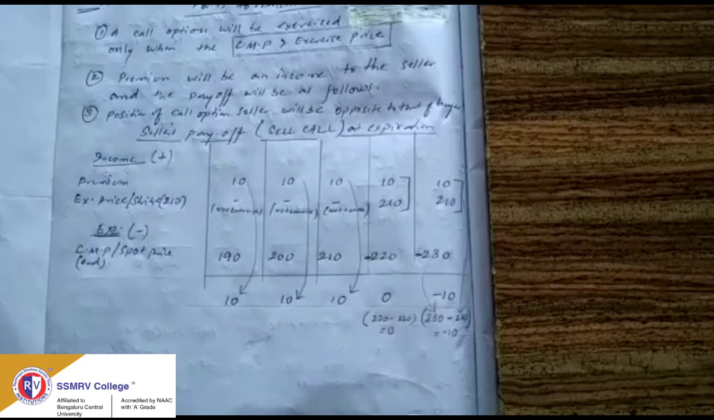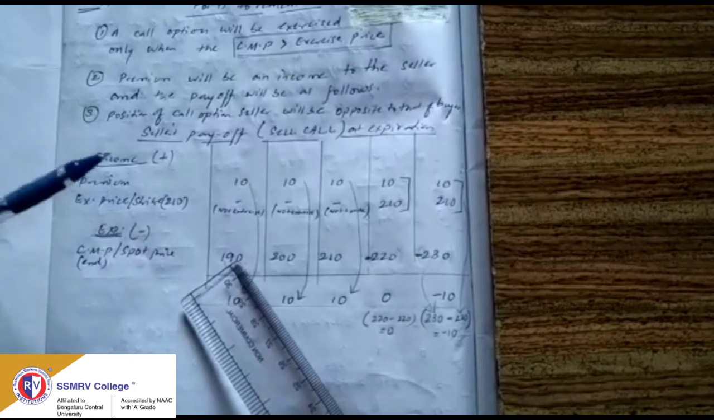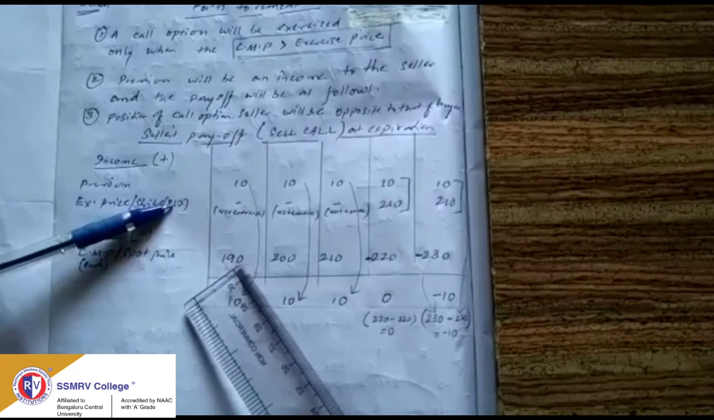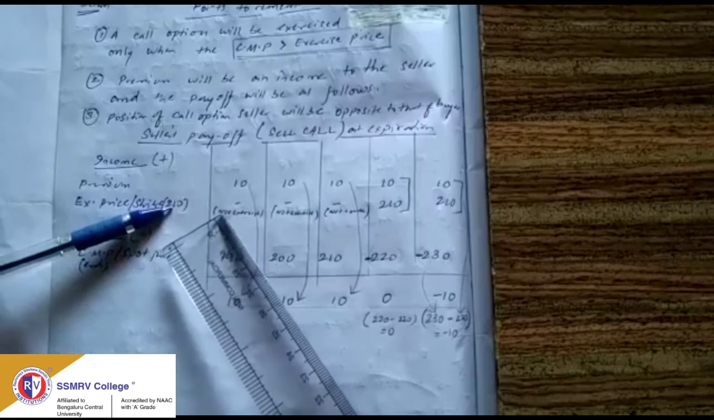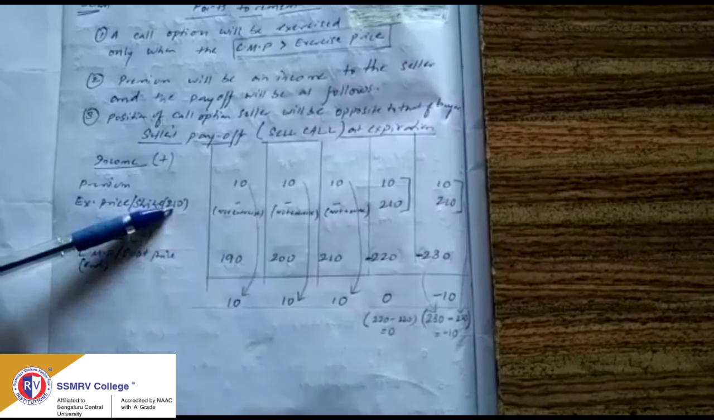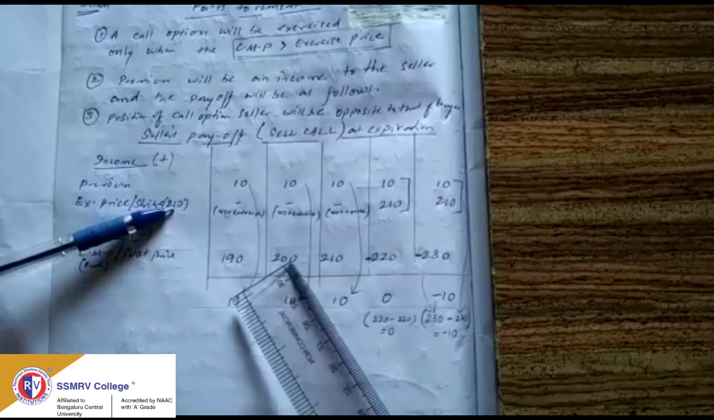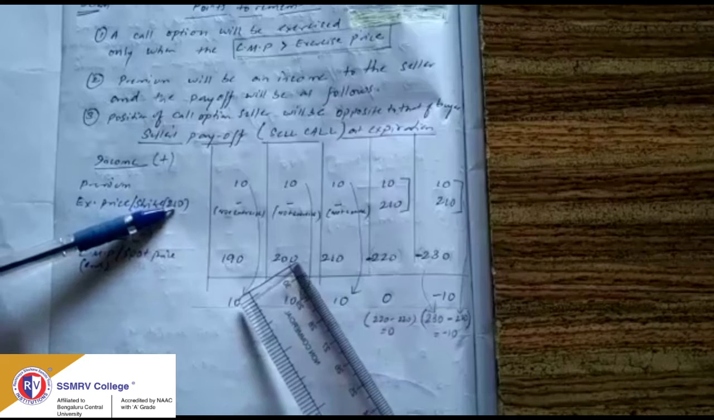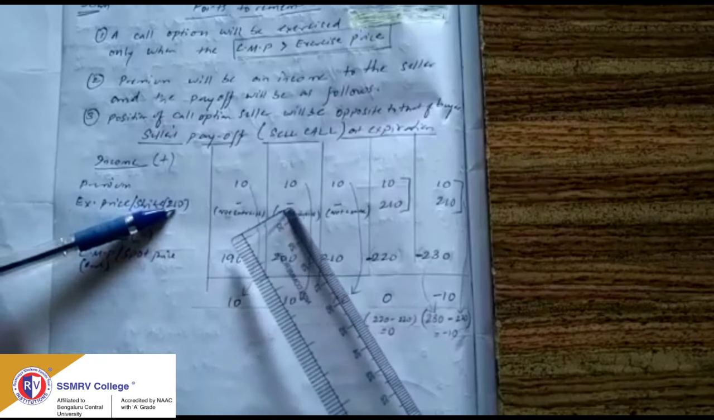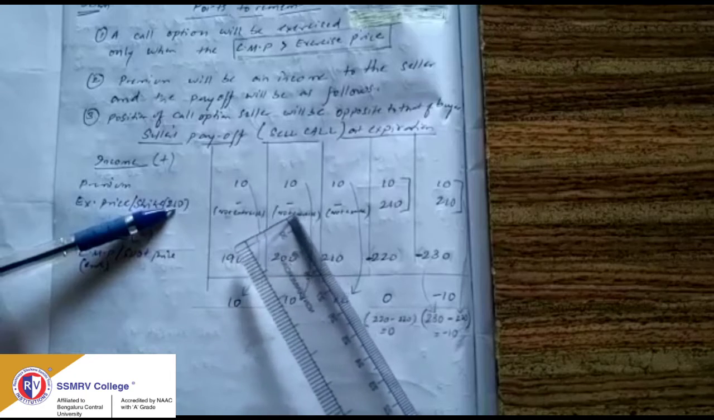As I said, a call option will be exercised only when the current market price is greater than the exercise price. So now we have to check for each situation whether the current market price is greater or not. Coming back to situation number 1, is the current market price 190 greater than the exercise price of 210? No. So it will not be exercised. That is what I've written, not exercised. There's a blank over here. Second one, is the current market price 200 greater than the exercise price of 210? No. So again the option will not be exercised. It is a blank over here and I've written not exercised.